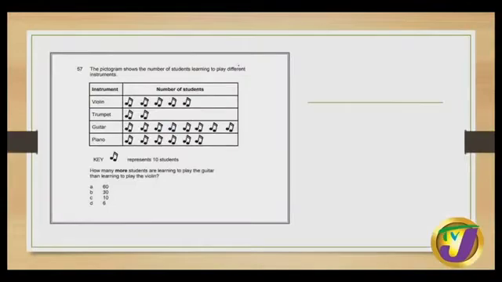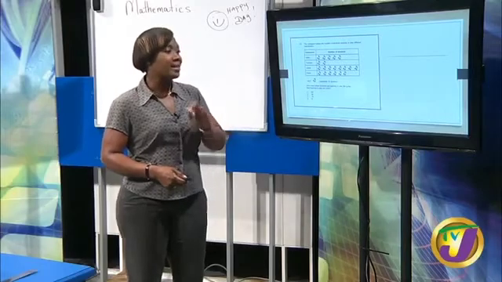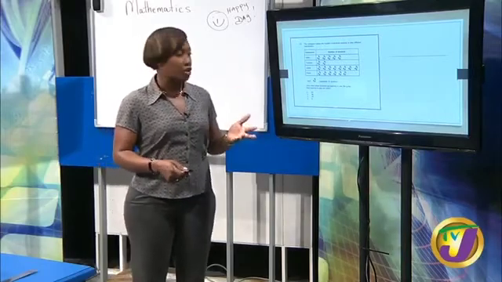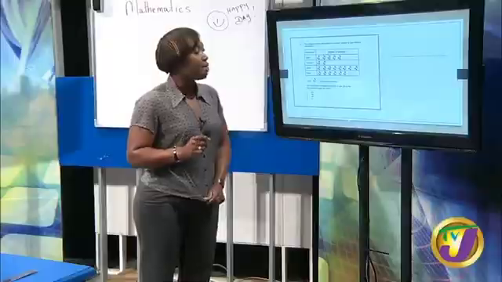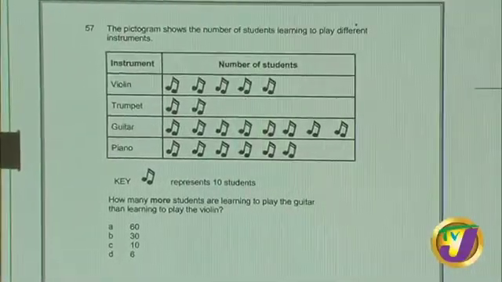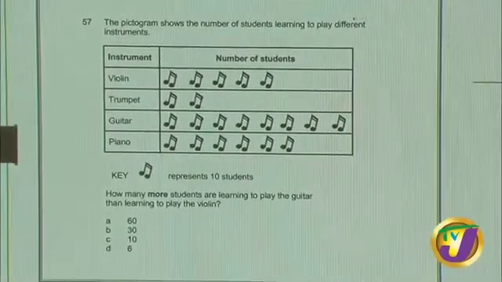All right, next question. The pictograph shows the number of students learning to play different instruments. Then it gave you some information down here. So one, the instruments are violin, trumpet, guitar, and piano. It says the key, which is a note, represents 10 students. That's given information. So now, how many more students are learning to play the guitar than learning to play the violin?